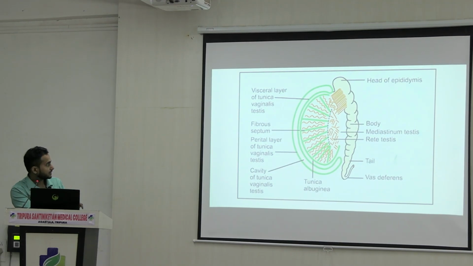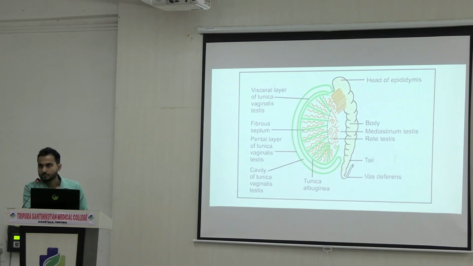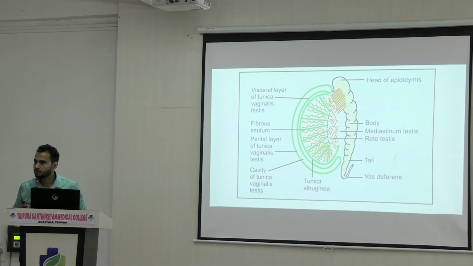Now, this is the apical part of the lobule. Near the apical part of the lobule, what will happen? The straight tubules will be formed. Those seminiferous tubules at the apical part of the lobule will join together to form straight tubules. Approximately 20 to 30 straight tubules are there.